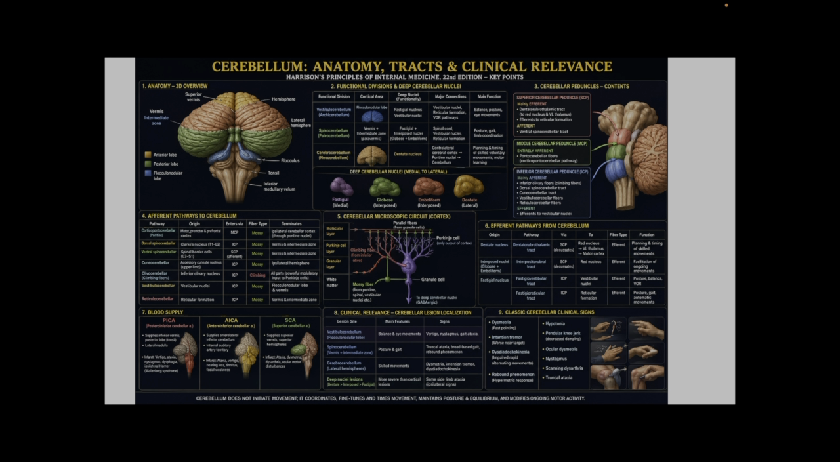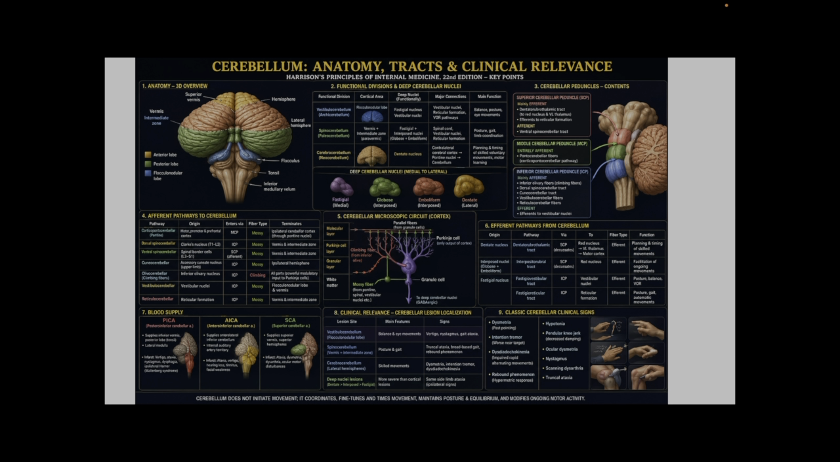Cerebellar cortex. The cortex has molecular, Purkinje and granular layers. So what are the layers of the cerebellum? The cortex has molecular, Purkinje and granular layers.